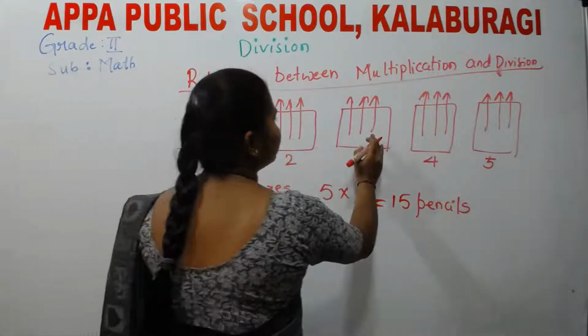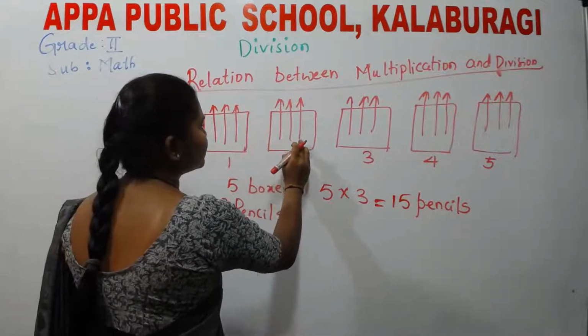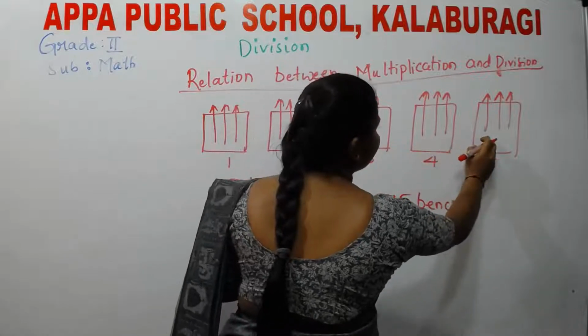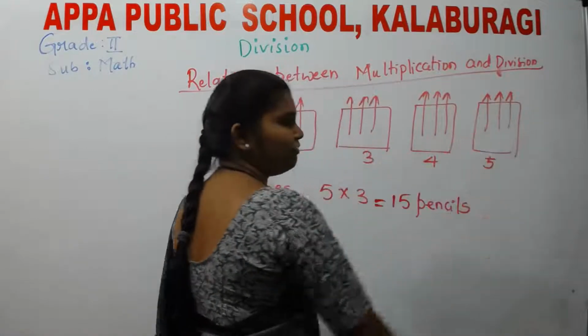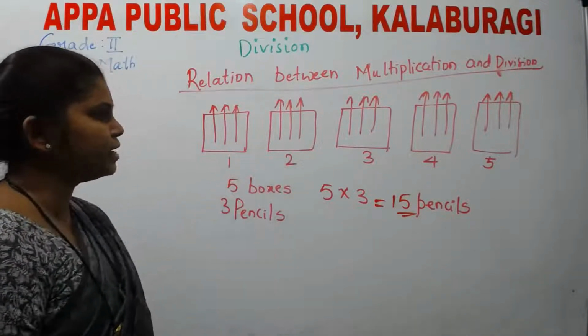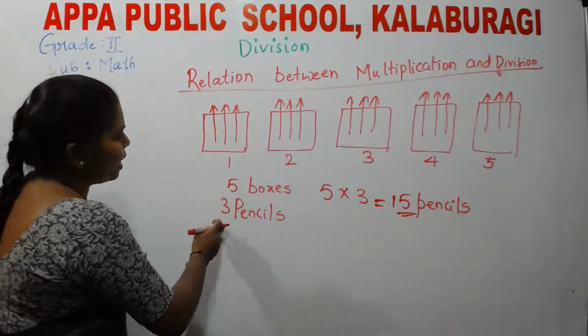3, 3, 3. See, let me count. 1, 2, 3, 4, 5, 6, 7, 8, 9, 10, 11, 12, 13, 14 and 15. Yes, there are 15 pencils in all the boxes. This was in regard to multiplication.